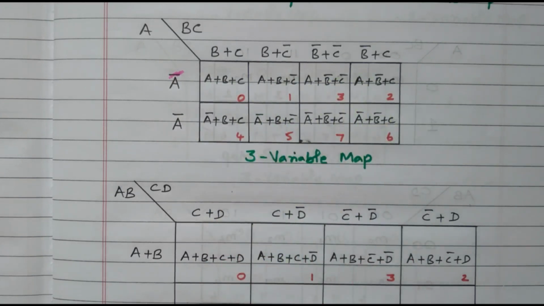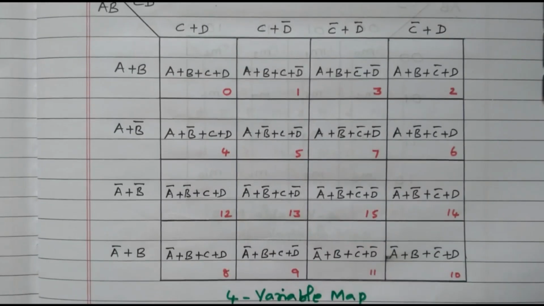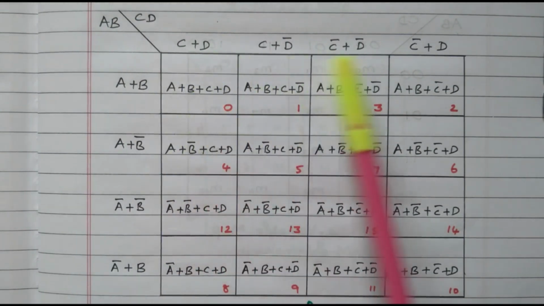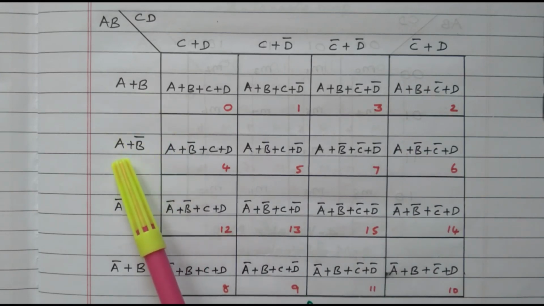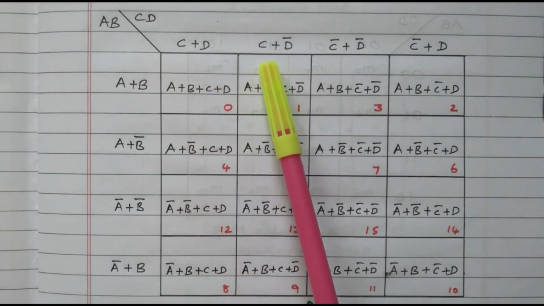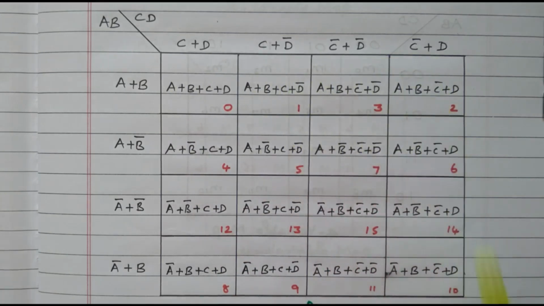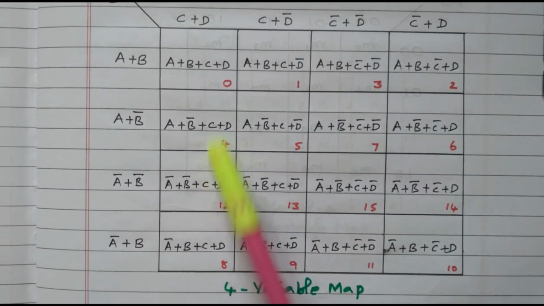Now we'll go to the 4 variable map. Let us consider the 4 variables A, B, C, D. A and B are represented vertically, C and D represented horizontally. Right. So what are the 4 possibilities? A plus B, A plus B bar, A bar plus B bar, A bar plus B. Similarly, for C D means C plus D, C plus D bar, C bar plus D bar, C bar plus D. Right. There are 4 possibilities available. So with 4 variables there are 16 possibilities available.